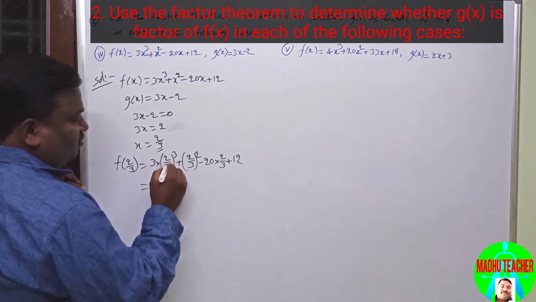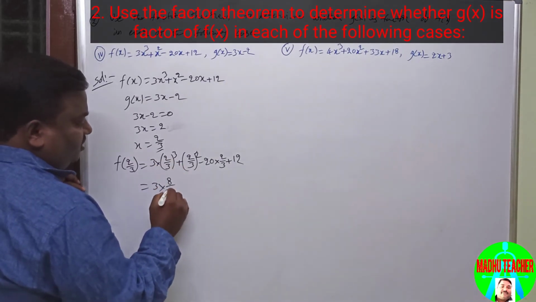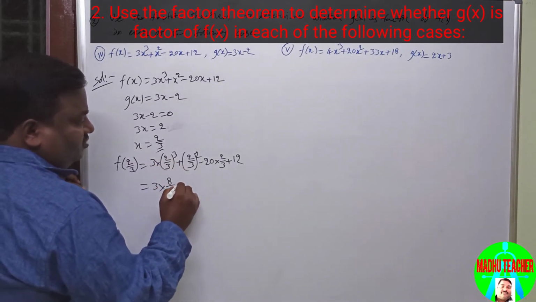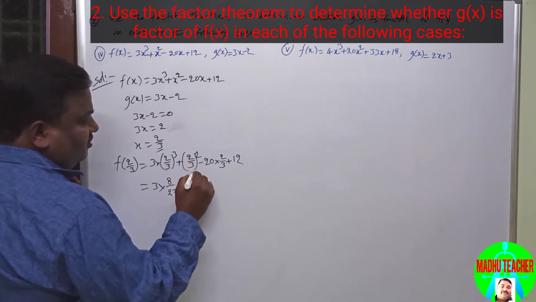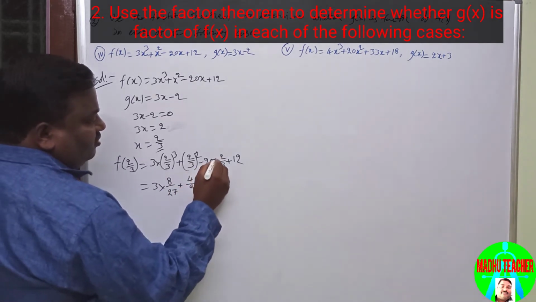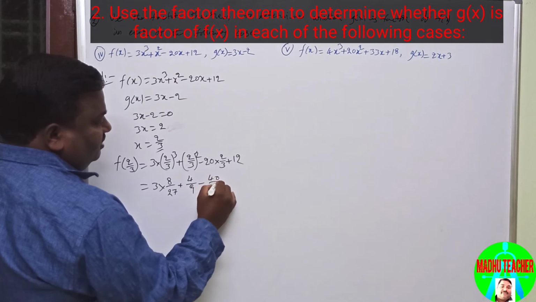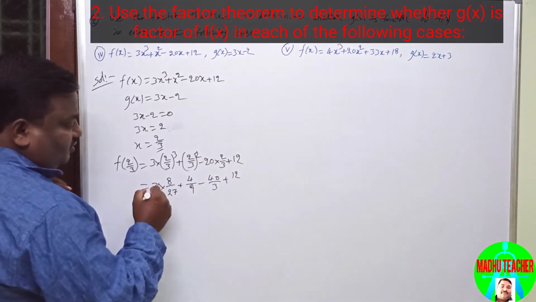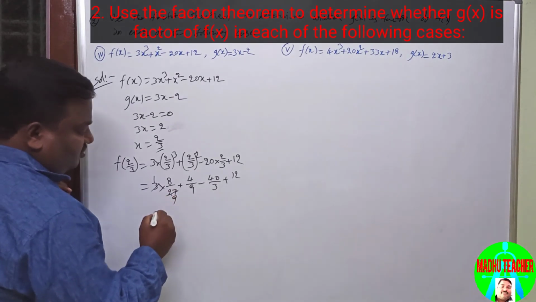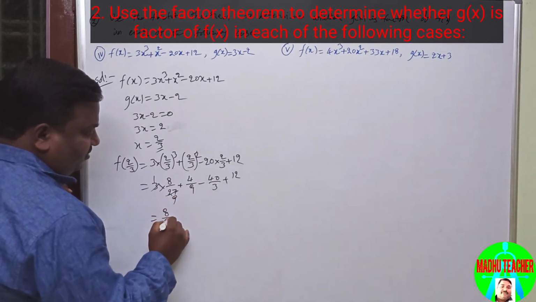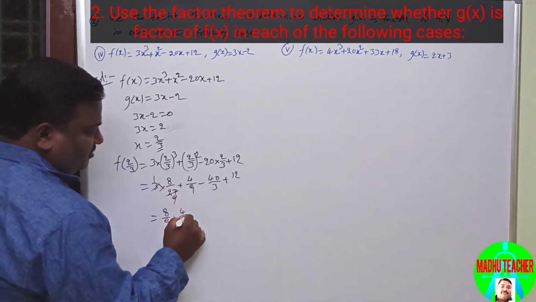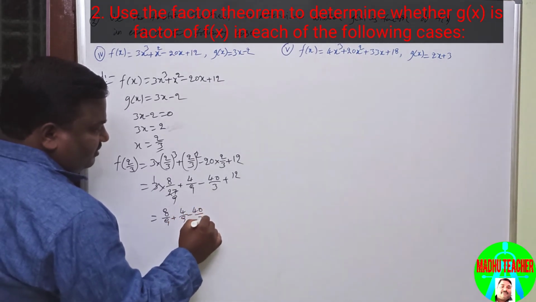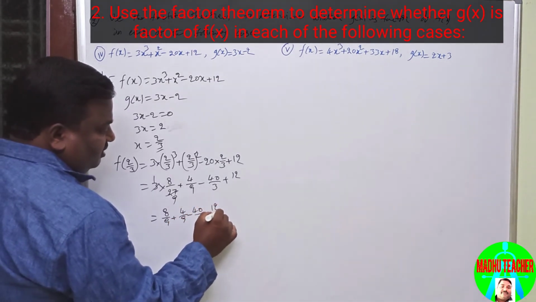3 into 2 cube is 8, 3 cube is 27. 2 square is 4, 3 square is 9. 20 2s are 40 by 3 plus 12. 3 into 8 by 27, that is 8 by 9 plus 4 by 9 minus 40 by 3 plus 12, which is 12 by 1.